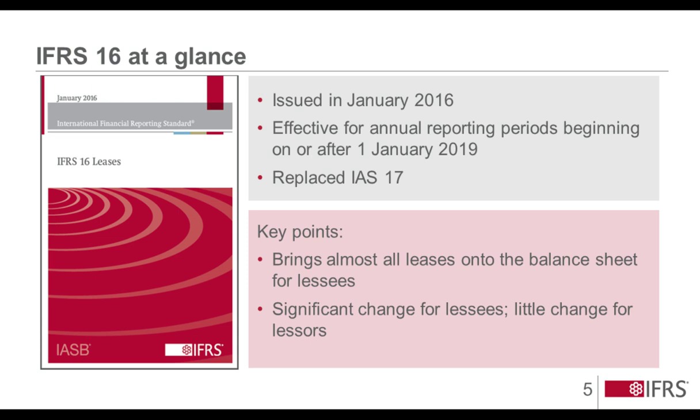At a high level though, the key change brought about by IFRS 16 was that it requires a lessee to recognise almost all leases on the balance sheet. This was a big change because before applying IAS 17, many leases were classified as operating leases. They were not recognised on the balance sheet. Instead, payments for those leases were recognised as rental expenses through profit and loss.